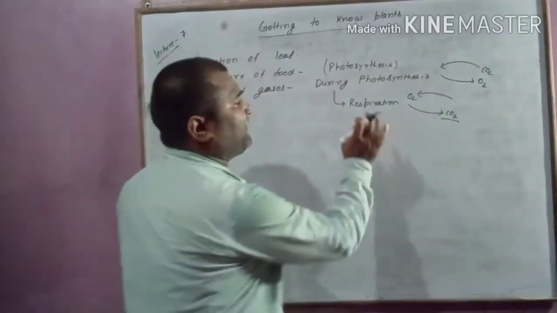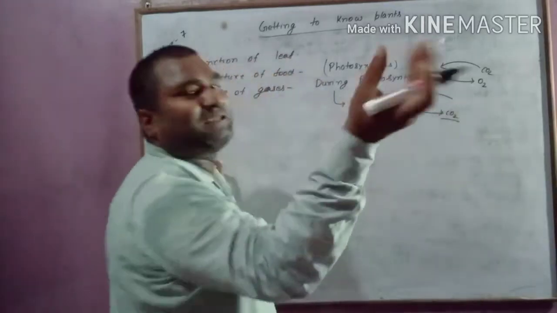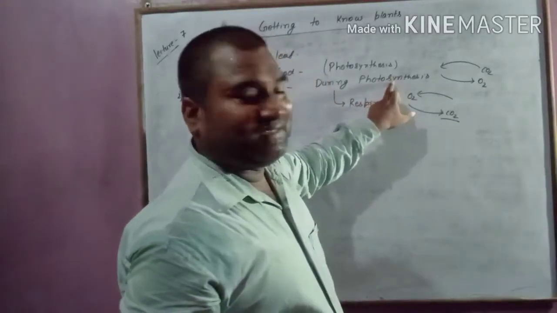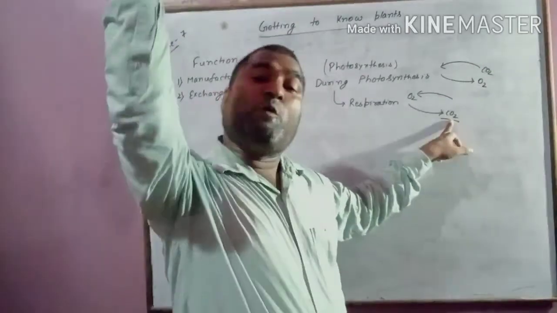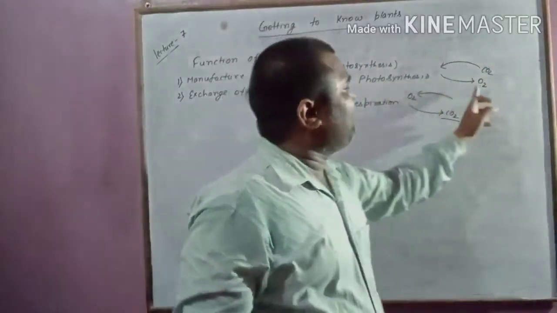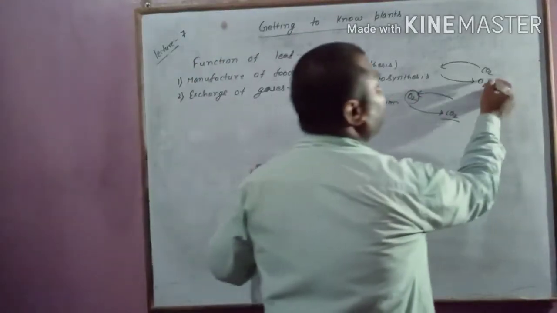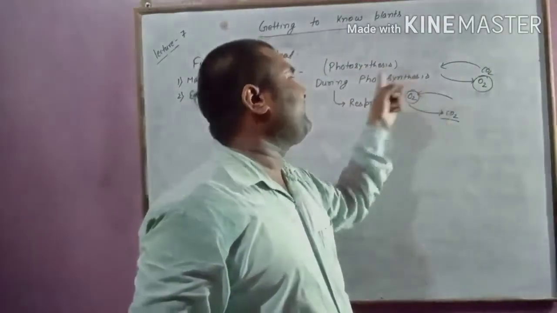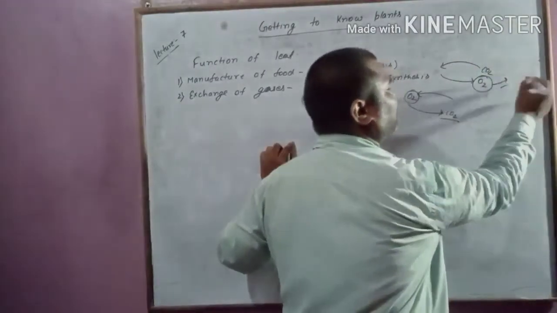So we can say during respiration plant takes some oxygen and releases some CO2. But during photosynthesis, it will take way more CO2 from the atmosphere than that, and ultimately it will release oxygen. So we can say plant takes oxygen also and gives out oxygen also, because the CO2 released during respiration is again taken up by the plant during photosynthesis. So ultimately plant will release oxygen.